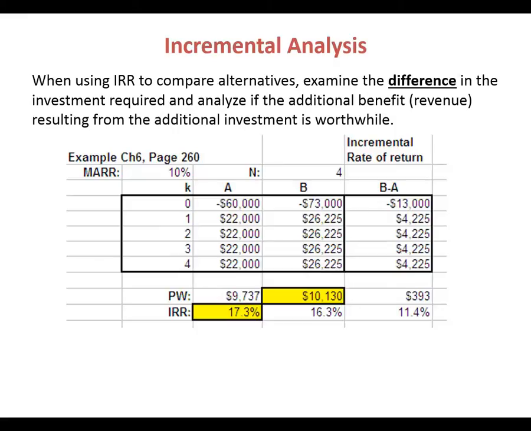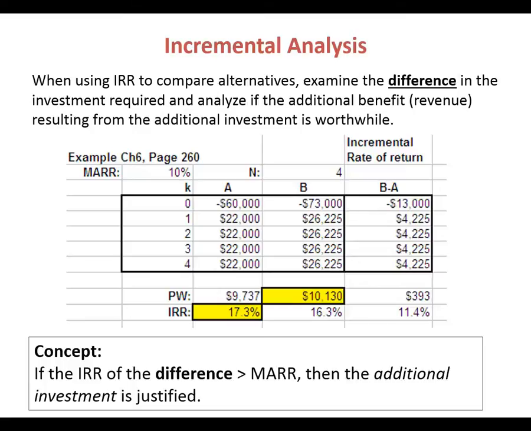It's just when you compare alternatives, you line them up in order of cheapest on the left, more expensive going rightwards, and then you calculate the difference between each additional cost to find out how much is that extra revenue costing in terms of the extra investment up front. So the concept here, the rule that you need to keep in mind is that if the internal rate of return of the difference between two alternatives is greater than the MARR, then the additional investment is justified.